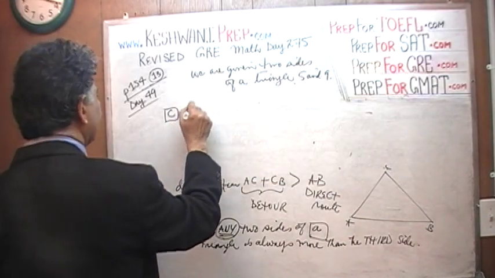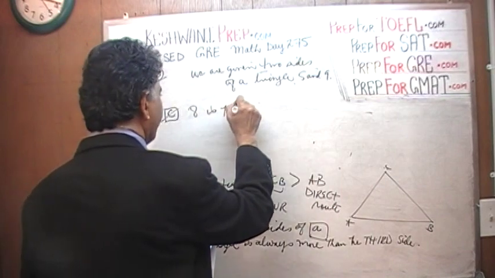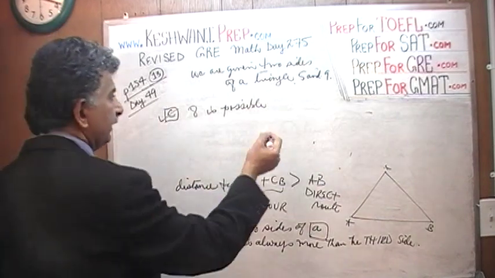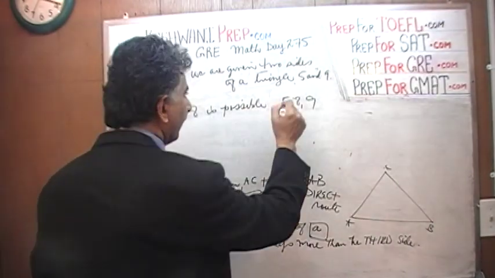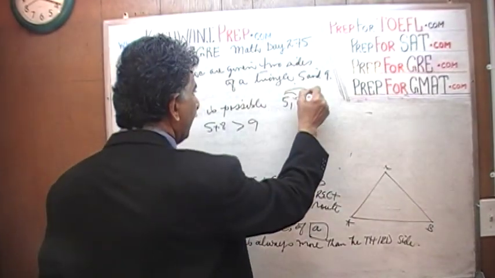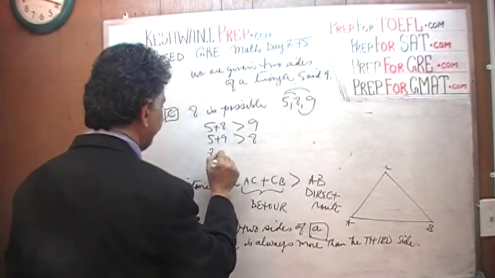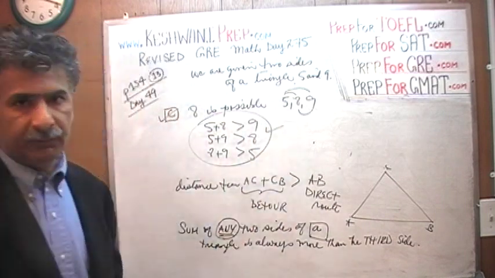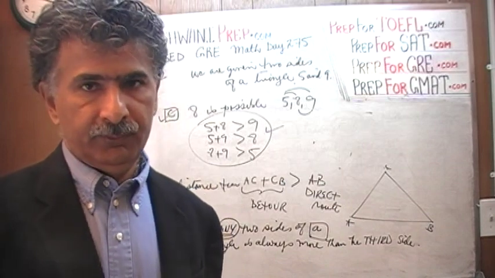C says 8. Is 8 possible? 8 in fact is possible. And how do we find out? Well, just take the different combinations and see if it works. We have three sides now. We have 5, 8 and 9. Take the sum of any two sides and it has to be more than the third side. 5 plus 8 is indeed more than 9. 5 plus 9 is indeed more than 8. And 8 plus 9 is indeed more than 5. So this triangle is possible. This triangle is a reality. Do you understand?